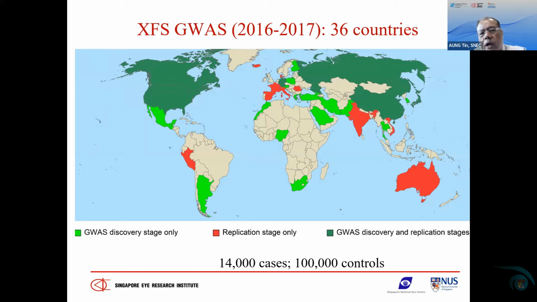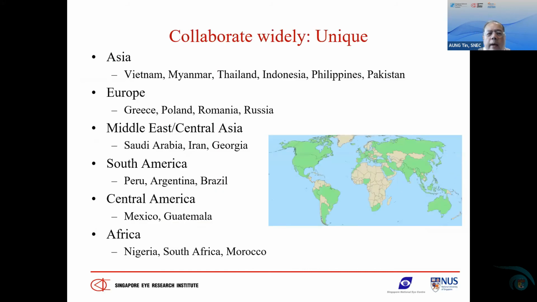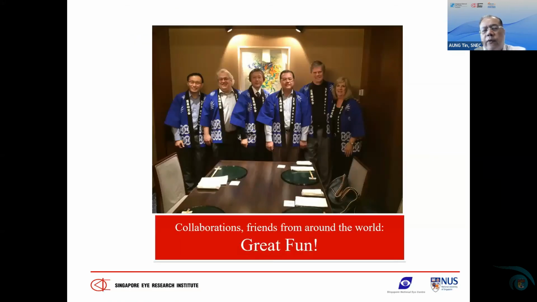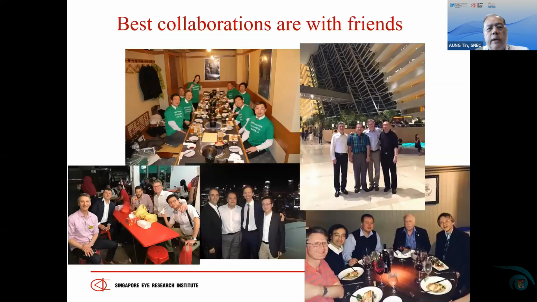So this is the kind of international collaboration we set up, and these are the different countries involved in the exfoliation consortium. There are many countries from every continent: Asia, Europe, Middle East, South America, Central America, and Africa. Here are some examples of different groups we've worked with over the years, and of course, lots of fun working with friends from around the world. The best collaborations I find are with friends from different parts of the world.